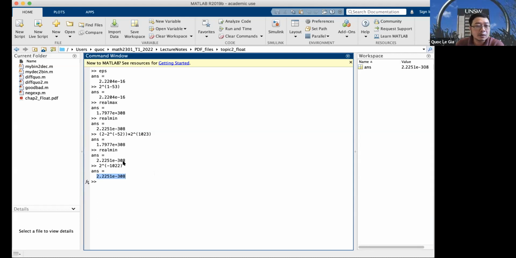Now you can ask yourself, how does MATLAB store 0, how does MATLAB store an unnormalized number, and how does MATLAB store infinity or not a number? Please read the lecture notes. The lecture notes explain more details. I don't have time to cover those things. So read the lecture notes, and they explain those special cases.